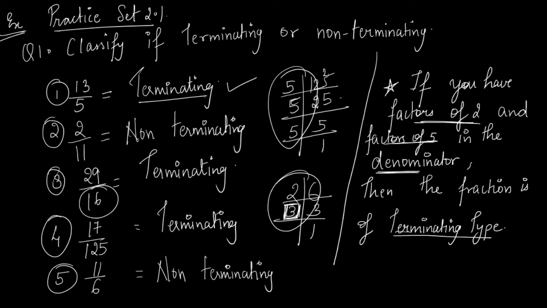So I hope this is understood, children. Always keep in mind, if you have factors of the number 2 and factors of the number 5, then you are always going to have the fraction to be terminating. The decimal form will always be terminating. Let's move ahead.